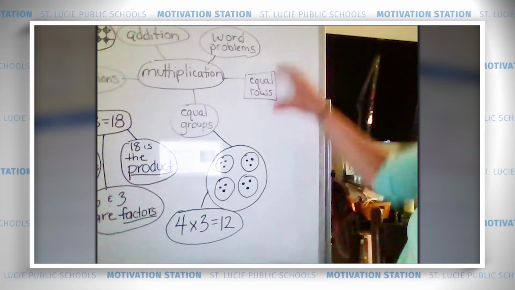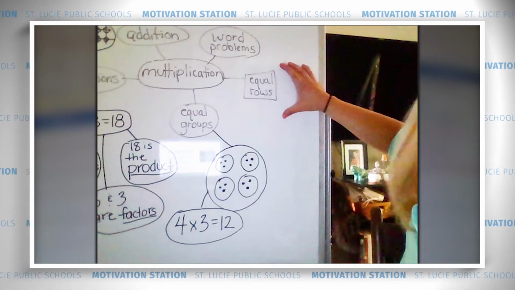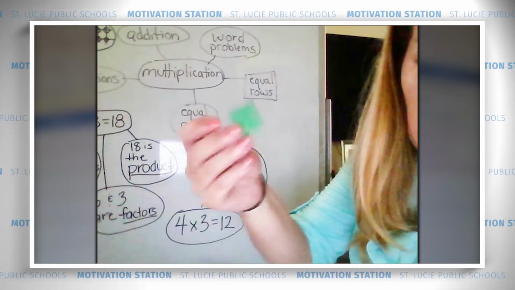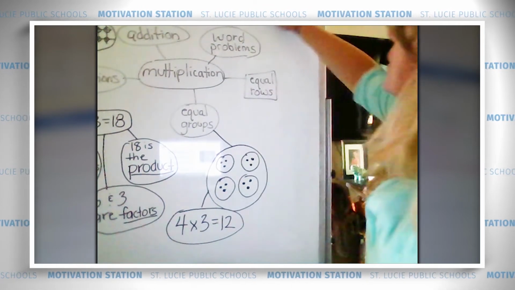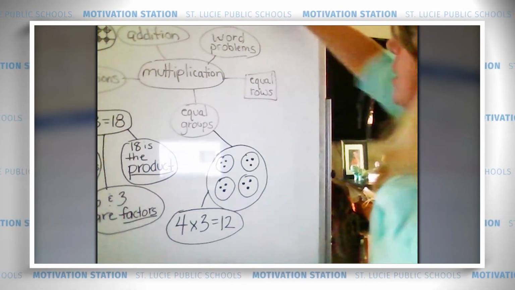Okay, so we still have 2 more. We need to talk about our equal rows, which is what we did with our tiles, and we drew our squares, and then our word problems. I'm gonna get rid of 48 because you should be on that page.